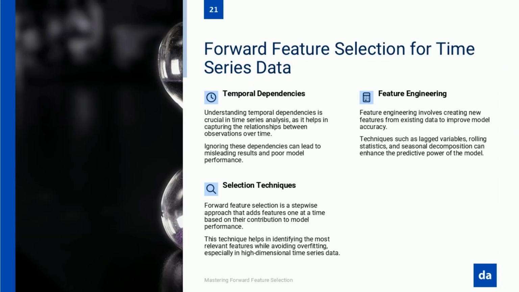Time series data isn't like regular data. It has structure, trends, and dependencies over time. You can't just shuffle it around like a typical dataset, and if you ignore its unique characteristics, your model will make terrible predictions. That's why forward feature selection in time series analysis needs a special approach.